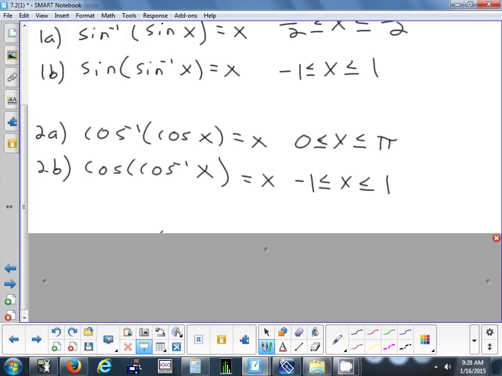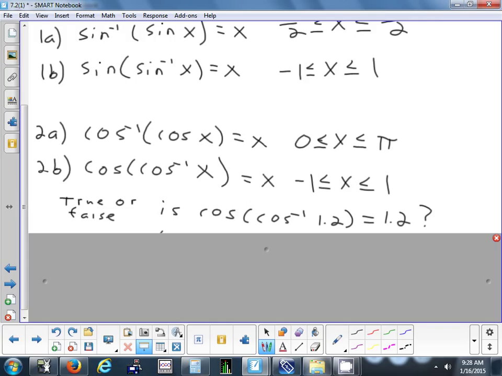So a question you might see, like on a test, I might write something like true or false. Is cosine of inverse cosine of 1.2 equal to 1.2? That'd be a true or false.